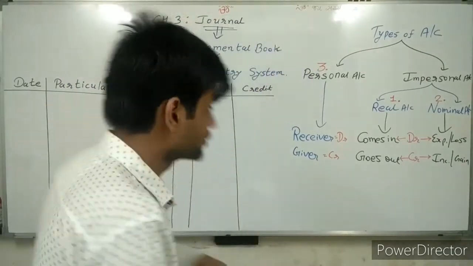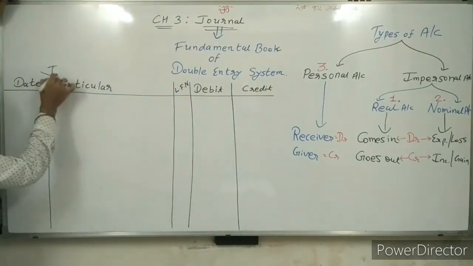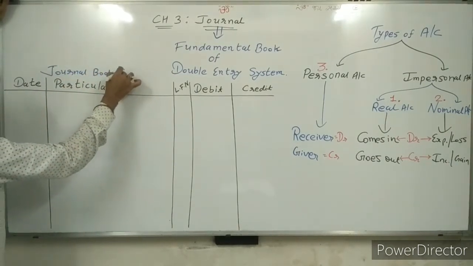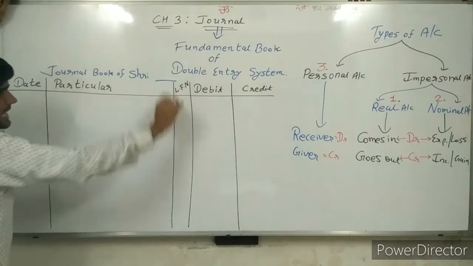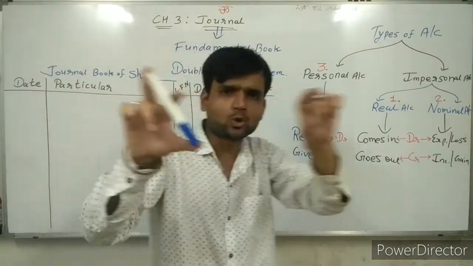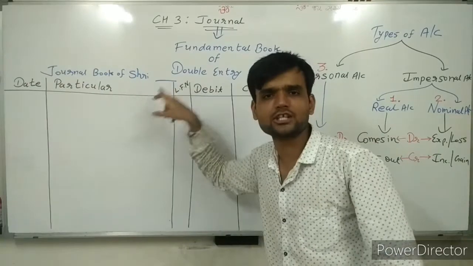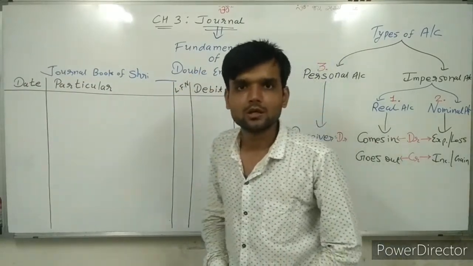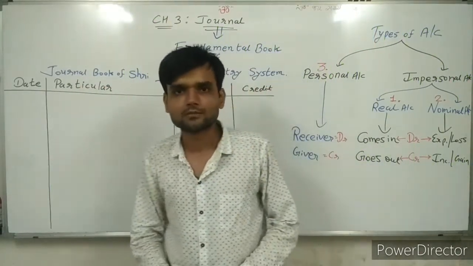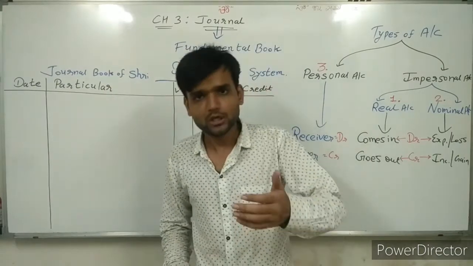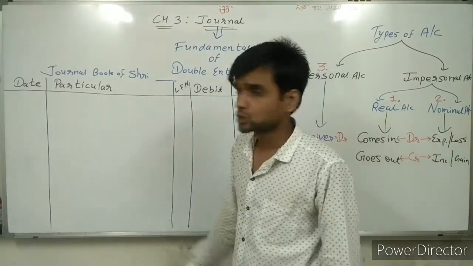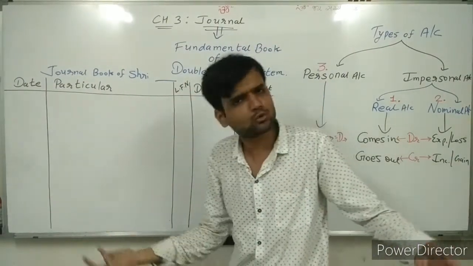So in the heading: Journal Book of Shri blank. For whom are we writing the journal entry? Suppose Sai Krupa Group Tuition. So Journal Book of Shri Sai Krupa Group Tuition. Or Gayatri Store: Journal entry of Shri Gayatri Store. Simple. So in this way we have to write the journal entry and journal heading. Journal Book of Shri blank, whatever you want to write, you can.